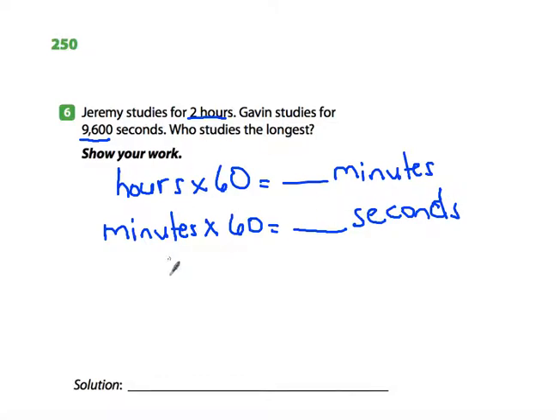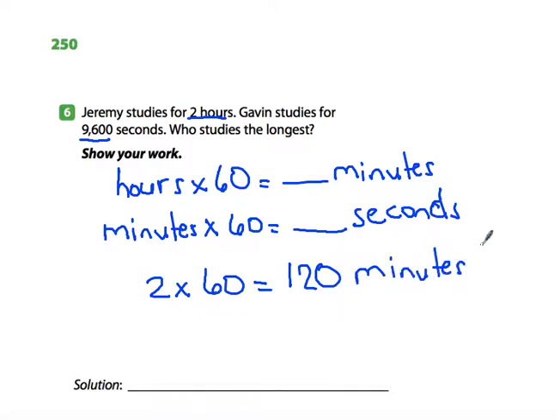So I'm going to start with inserting 2 hours because hours times 60 is going to give me some minutes. So it's going to be 2 times 60 is going to be 120 minutes. 6 times 2 is 12, and add that 0, so it's 120 minutes. And now that I know that I have 120 minutes, what I can do is insert that where the minutes is. So I'm just inserting my 120 minutes where it says minutes. This is going to be 120 times 60. And I'm going to do that work right over here.